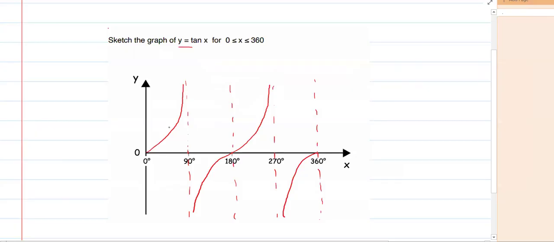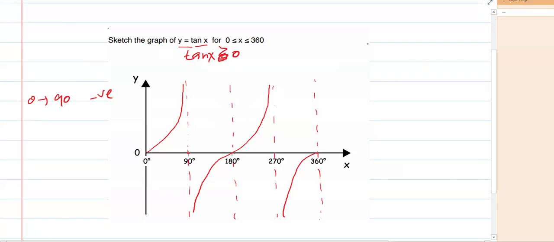If you see from 0 to 90, tangent of x is positive, sorry, it is greater than 0. You can say it is above the axis. In the same way, from 90 to 180, it is less than 0. From 180 to 270, it is positive.